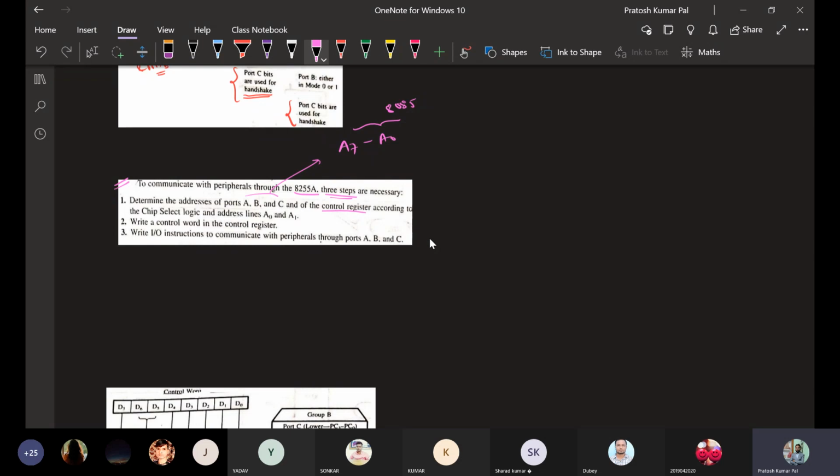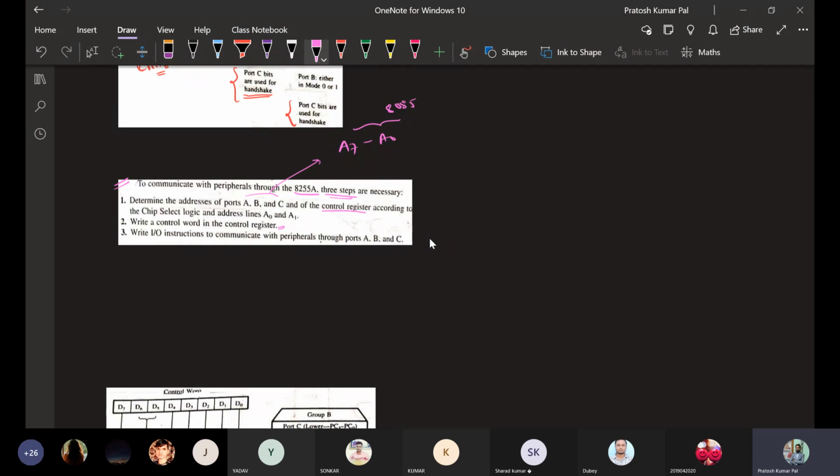Once we have decided the port addresses, we write the control word to the control register. Whatever operation we need to perform with the different ports, according to that we decide the control word, and write it to the control register. Once the control register has been written, we have to write input output instructions to communicate with peripherals through port A, B and C.